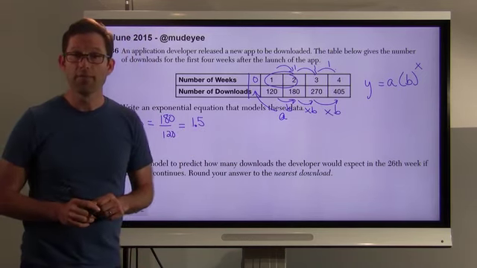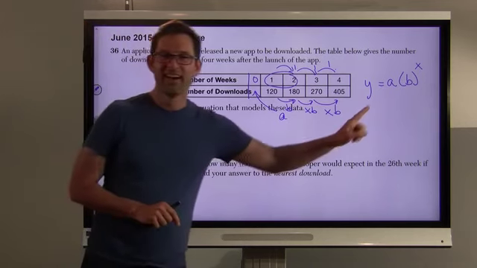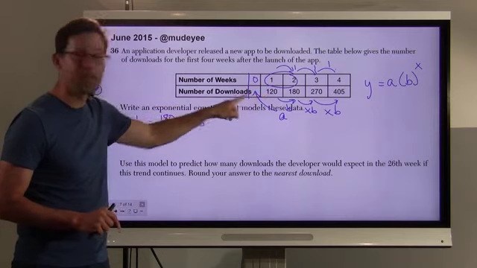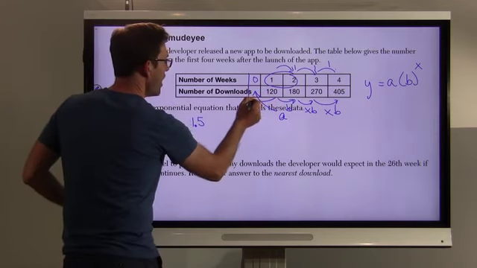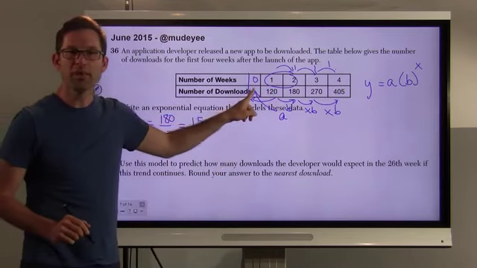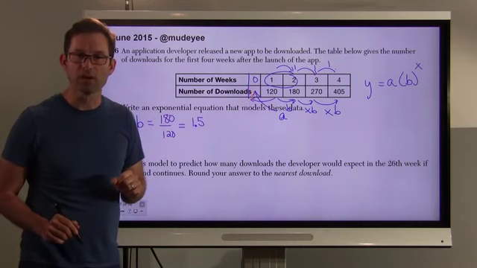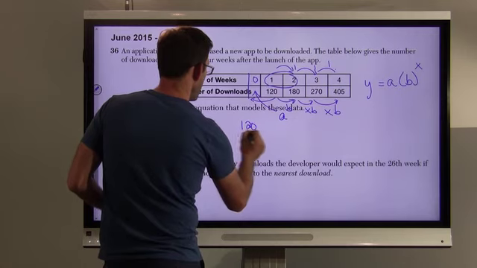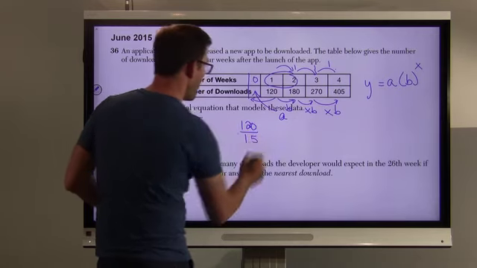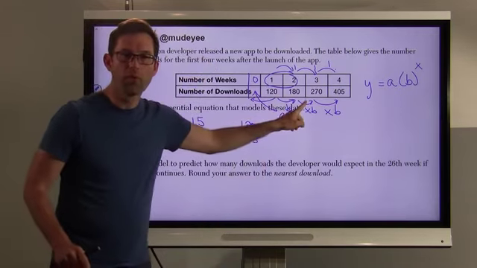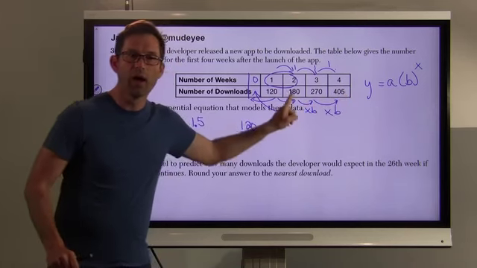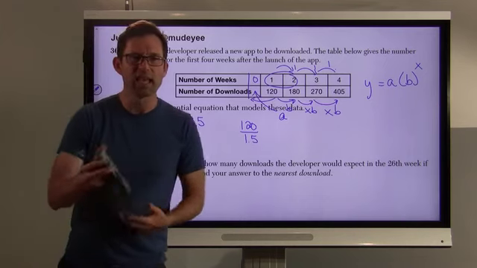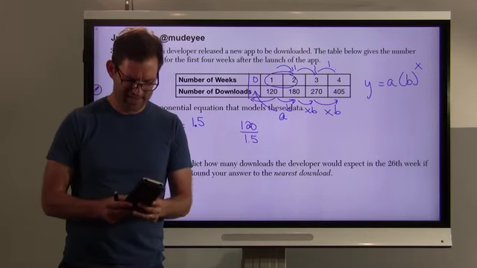And that's my B. The question is, how do I find my A? Well, A would be going in this direction. I want to find that missing number when the number of weeks is 0. For that, what I can do is 120 divided by 1.5. I'm multiplying by 1.5 to go up this way. I would divide by 1.5 to go down that way. I believe that's 80, but I want to check it.